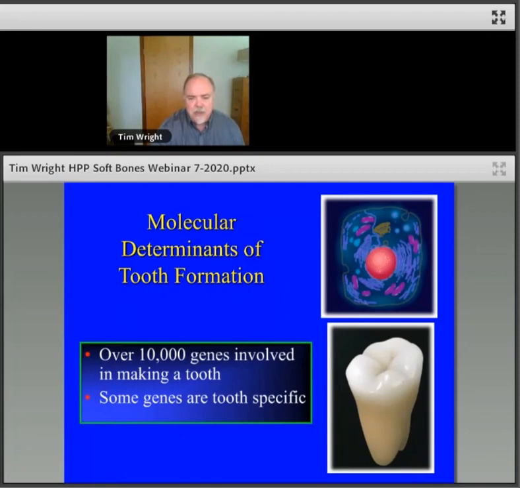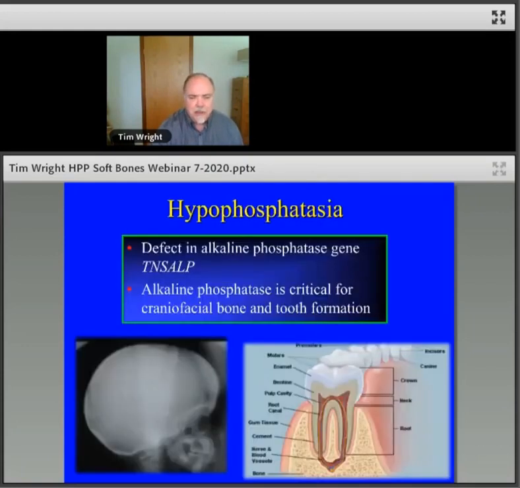So teeth from a genetics point of view, and hypophosphatasia being one of these things, alkaline phosphatase is important in tooth formation. There's thousands of genes. Alkaline phosphatase is important in mineralized tissues, and the tooth, the cementum, the dentin, and the enamel all use alkaline phosphatase and can be affected by alkaline phosphatase changes. So that's what you're dealing with in hypophosphatasia. So it's critical in these issues.